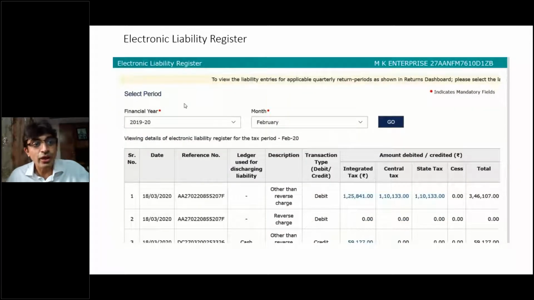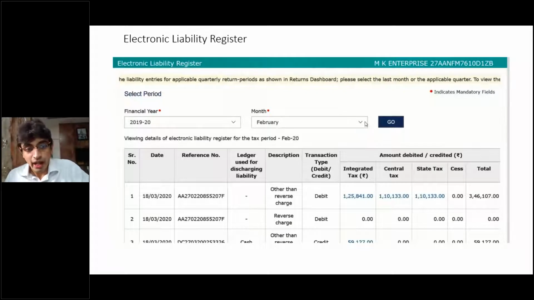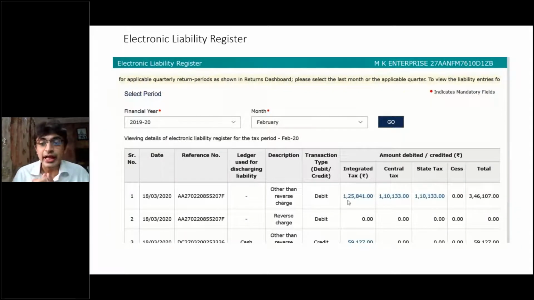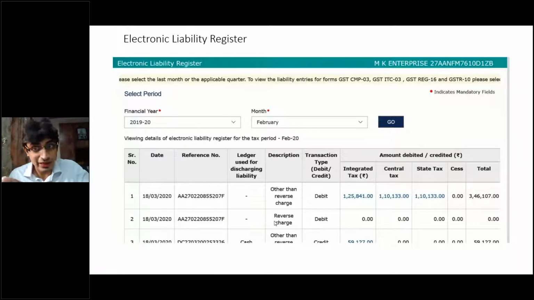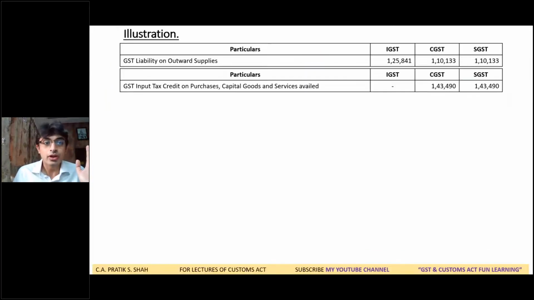You see this electronic liability register. This much GST you have collected: IG, CG and SG, 1,25,000, 1,10,000 and 1,10,000. Matching? Matching. So these are all exam questions. Second, now this is your input tax credit. On purchases, you have availed input tax credit of 143 and 143. Which ledger does this go to? Let us check.